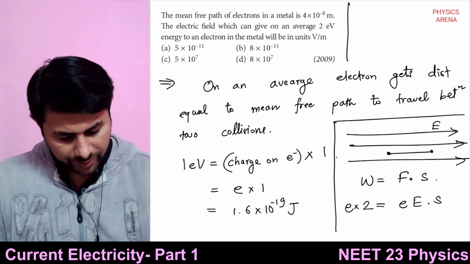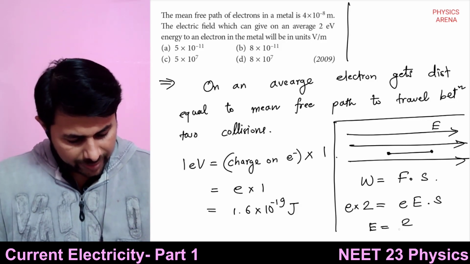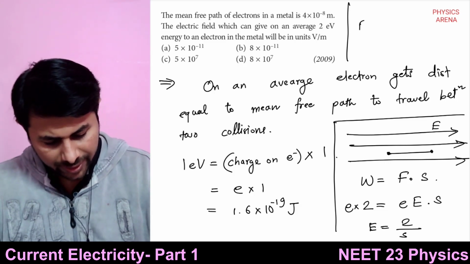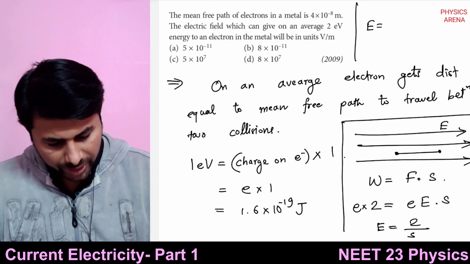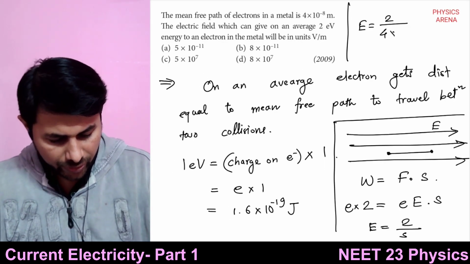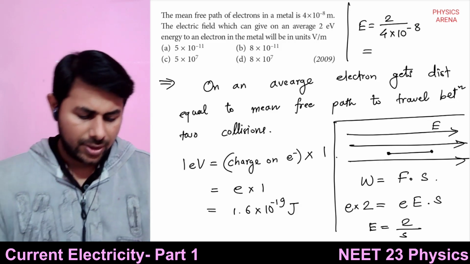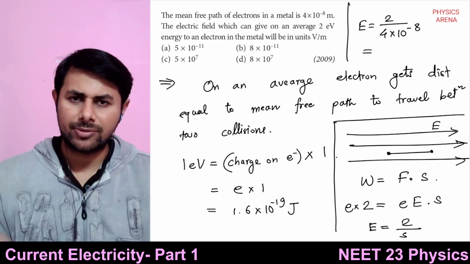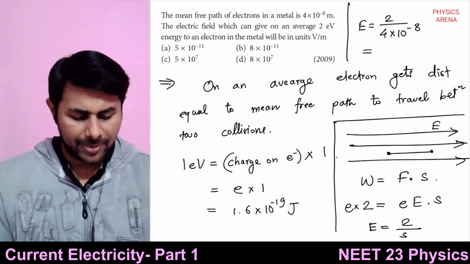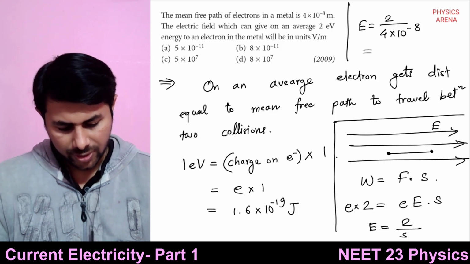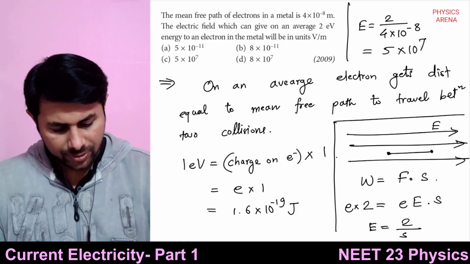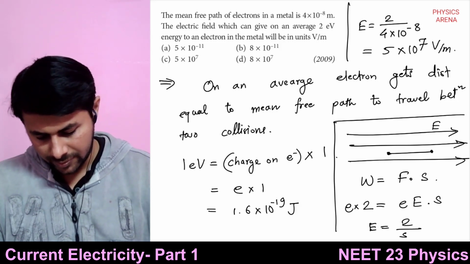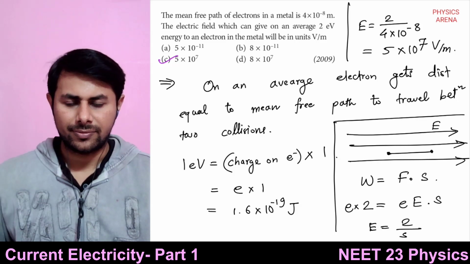Okay, E is equal to 2 divided by S, and S is 4 multiplied by 10 raised to minus 8. We can substitute that. So E is equal to 2 upon S, 2 upon 4 multiplied by 10 raised to minus 8. That is half, and you can move 10 raised to minus 8 to the numerator, which becomes 10 raised to plus 8. 0.5 multiplied by 10 raised to plus 8, or you can say 5 multiplied by 10 raised to 7, volts per meter. So this is the answer, option C.